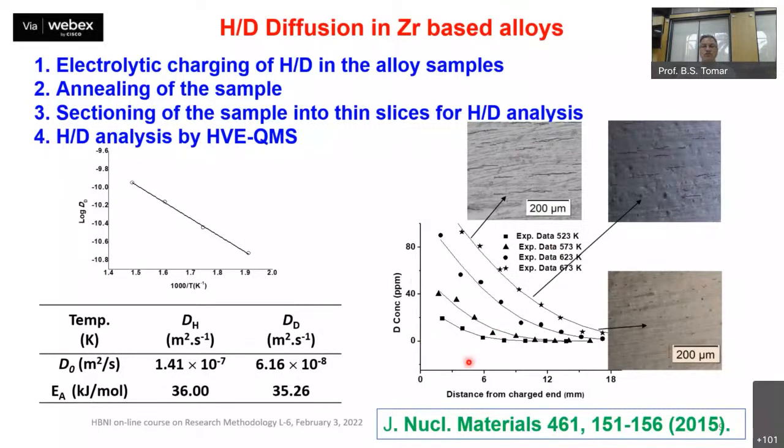So this is the data. You can see here, you charge them at one end, maybe 1 or 2 millimeters is charged, and then you see the diffusion of hydrogen and deuterium as a function of depth up to 20 millimeters. This is the concentration of deuterium in ppm, so this is the typical concentration profile of deuterium. Similar results were obtained for hydrogen. And then you can also see the electron microscope image. The needle-shaped features are the hydrides, and as a function of depth, the concentrations are going down.